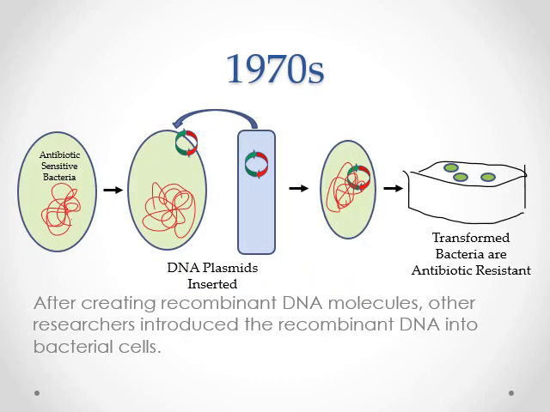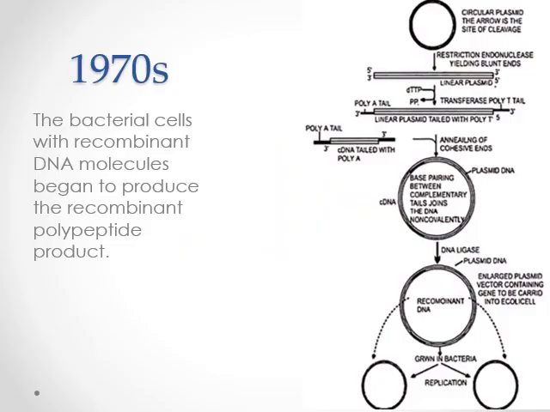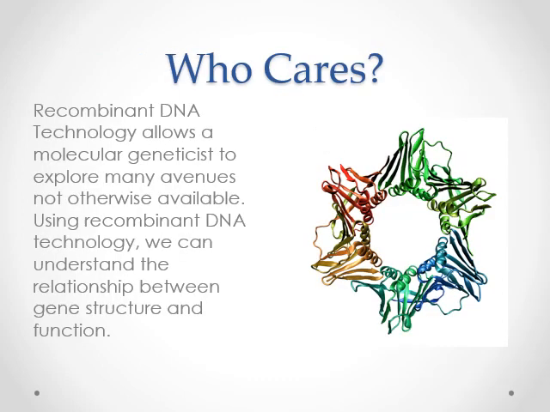So after they built this DNA, they stuck it into a bacteria, and that bacteria started making whatever that gene product was. So they created a new polypeptide. This is the real structural foundation of transgenics.